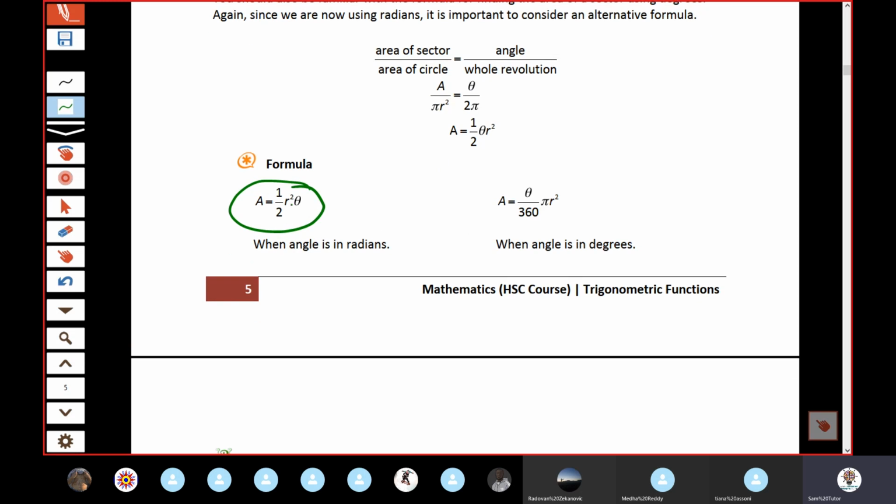Again, if you didn't want to memorize that and you think you might forget, you can always use pi r squared, theta on 360. But please remember that theta is in degrees, whereas in this one your theta is in radians. So in terms of pi, this is in terms of degrees: 30 degrees, 40 degrees, whatever.